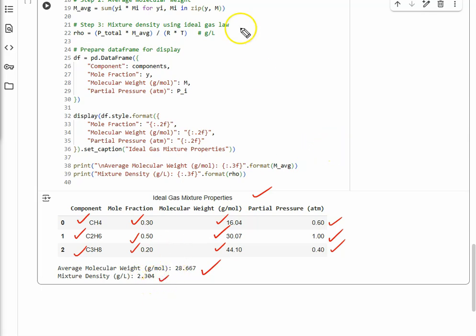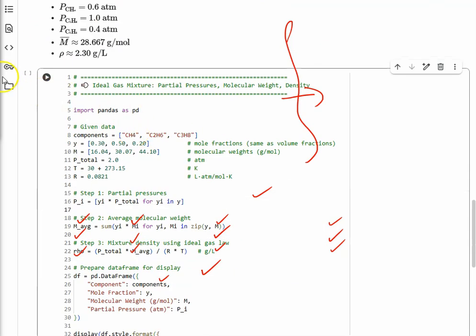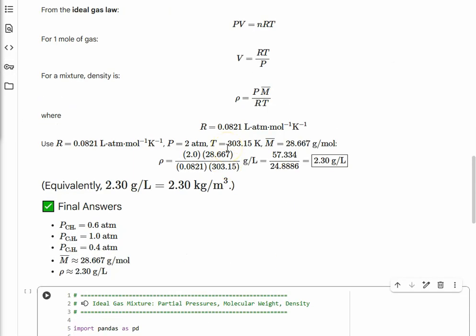So this is the code. If you want to do Python programming, you can do that and run it in Colab. That's the way we can solve this problem, and we got the answer. Okay, so this is the final answer. That's it. Thank you.